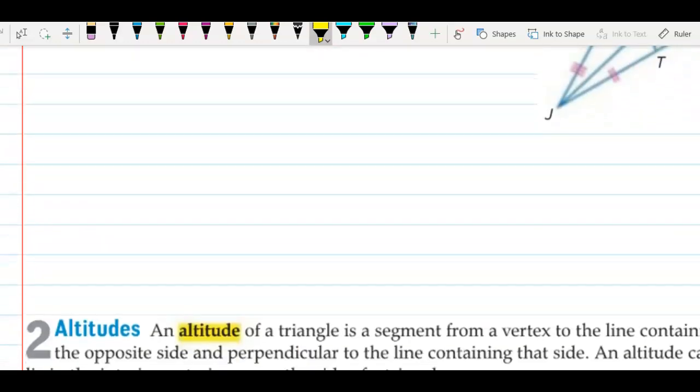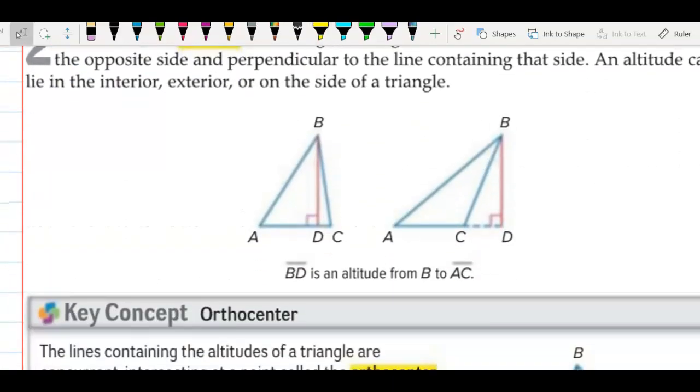Okay? All right, last little bit, we're going to talk about altitudes.